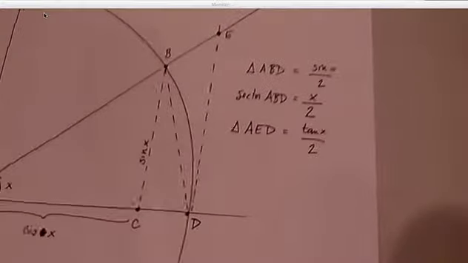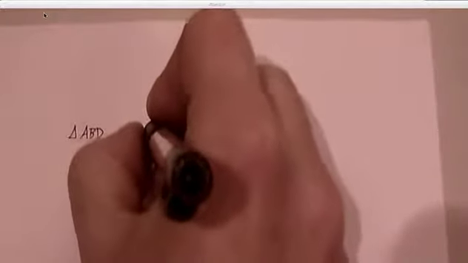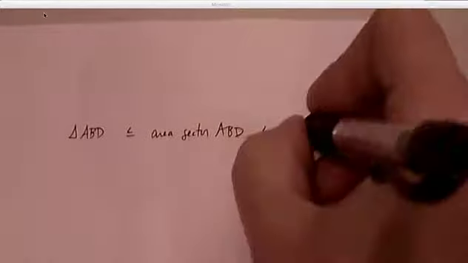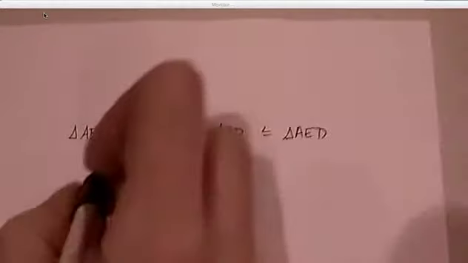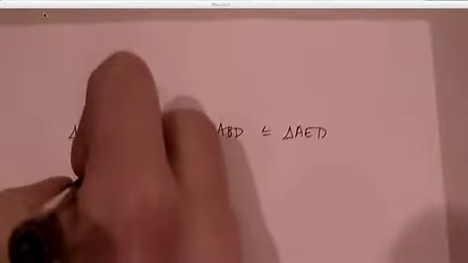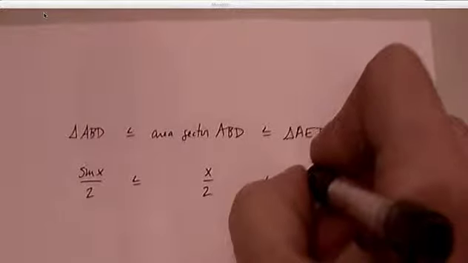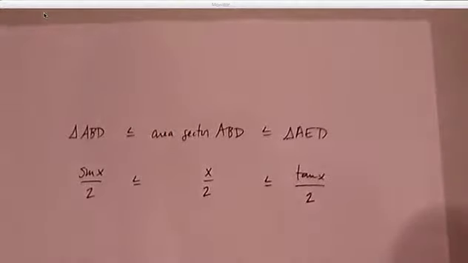Now, is everybody with me? Okay. Now here's what we need to do. We need to go ahead and set up a three-part inequality saying that the area of ABD is less than or equal to the area of the sector ABD, which is less than or equal to the area of AED. Or sine x over 2 is less than or equal to x over 2, which is less than or equal to tangent x over 2.